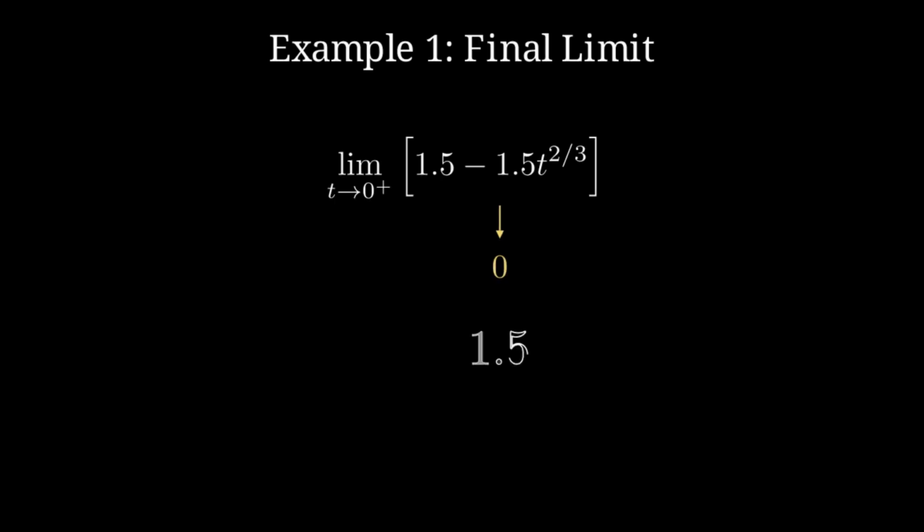Finally, we take the limit as t goes to 0. Since 0 to the 2/3 power is 0, the second term vanishes. The integral converges to 1.5, which is the total area of this infinite region.